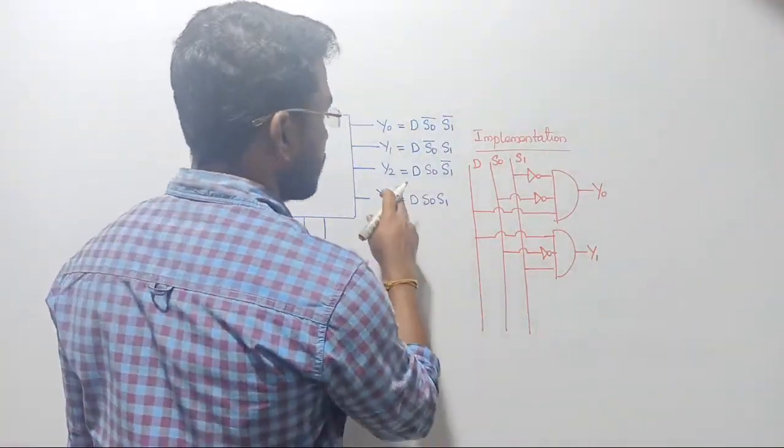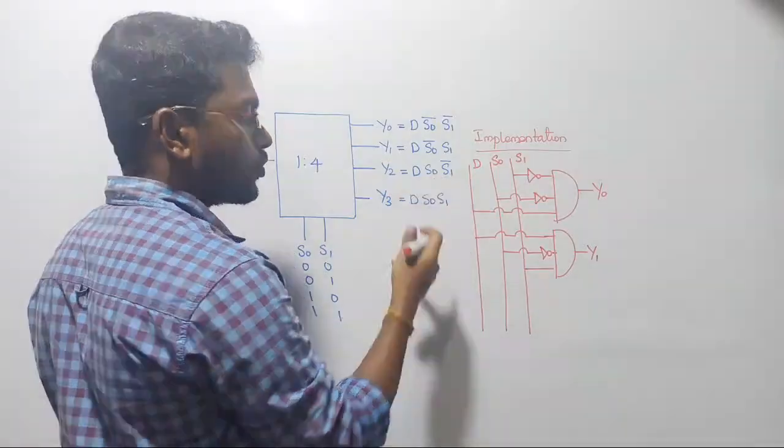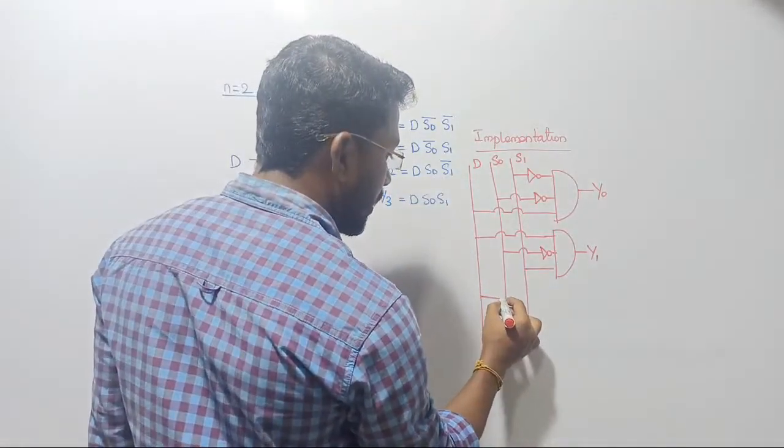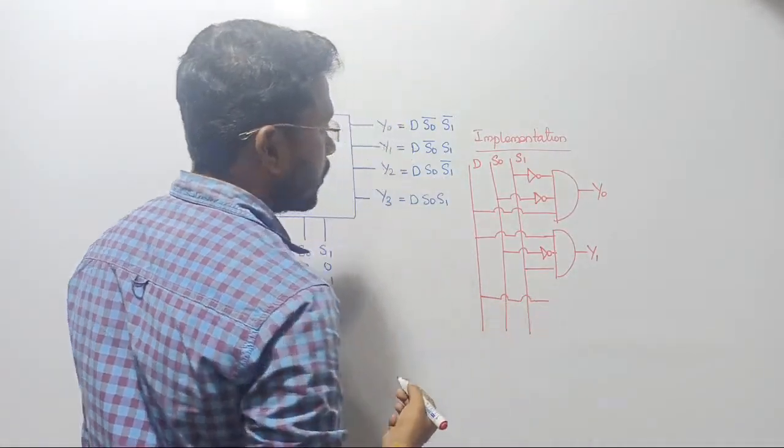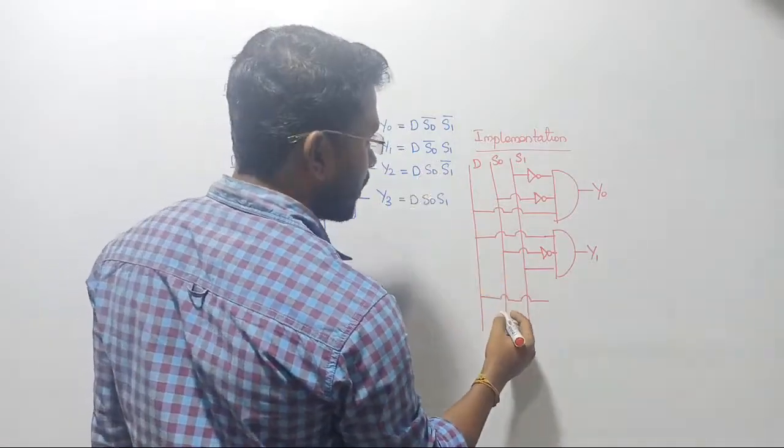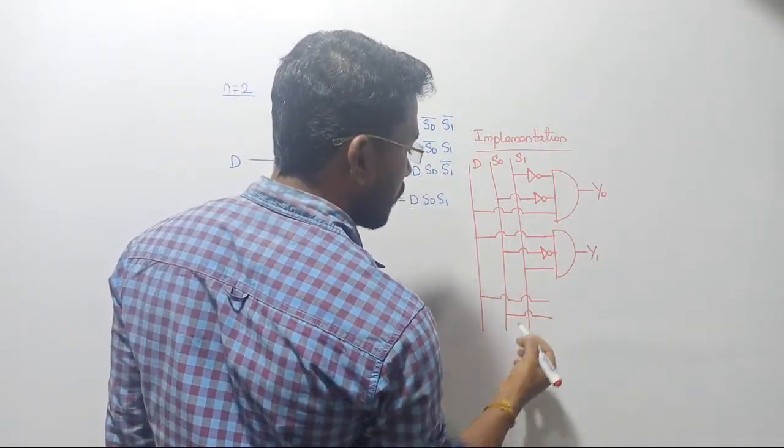Now let us consider the third one, D into S0 into S1 bar. So D is the data selector, and next one is S0 into S1 bar. S0 I am directly selecting from here.